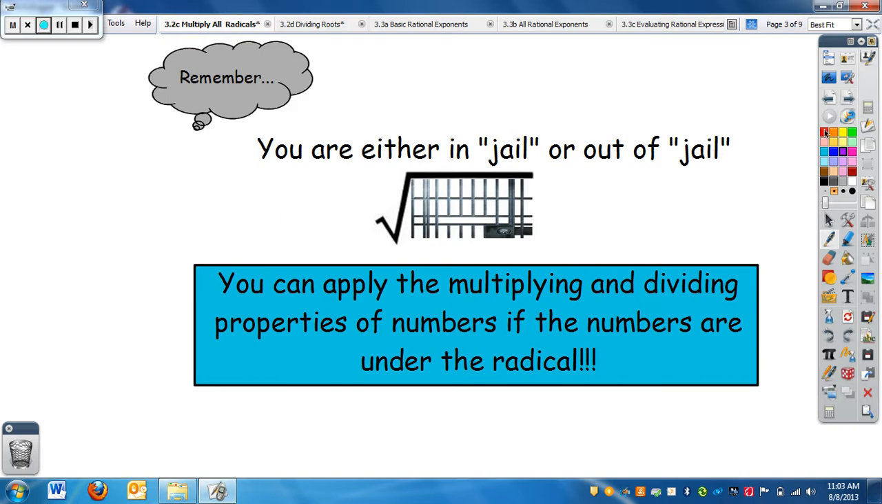So remember that you're either in jail or you're out of jail. Remember this analogy, you need whatever the index is, that's how many you need for it to go outside. And it's very important that you can apply the multiplying and dividing properties of numbers if the numbers are under the radical. This is a very important concept, and it's a time saver if you can get this remembered in your head.